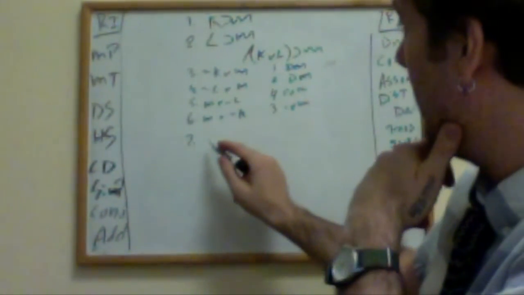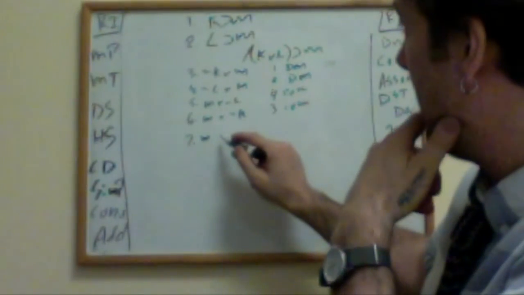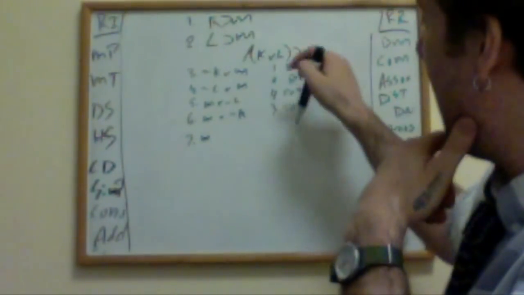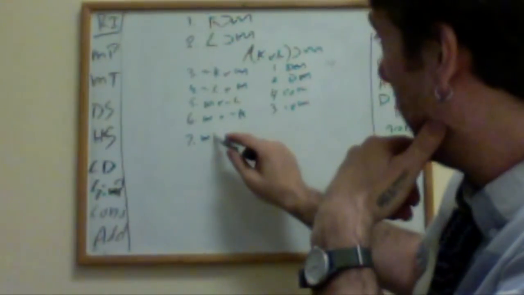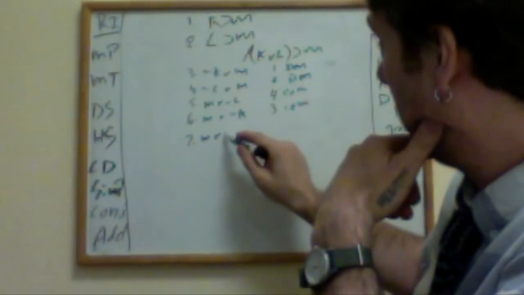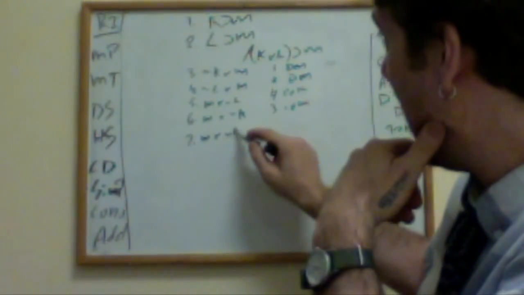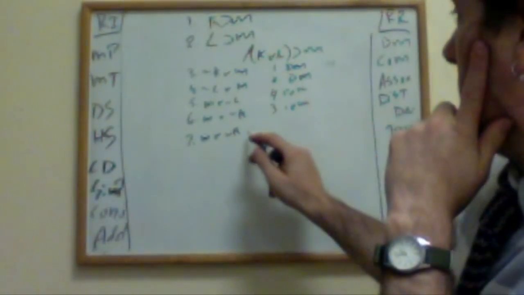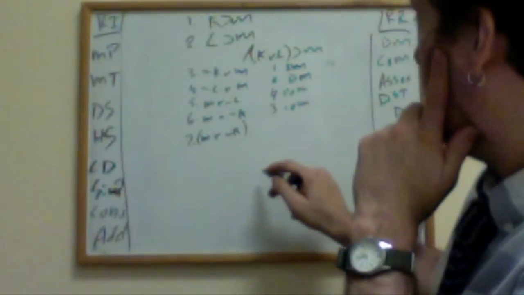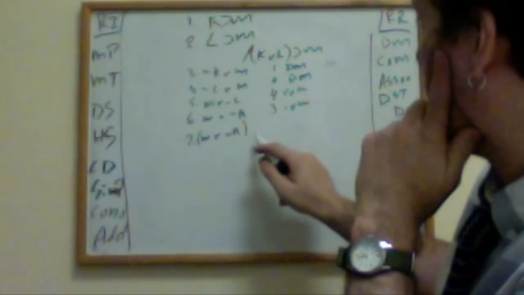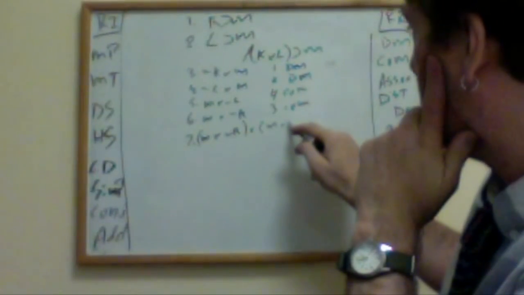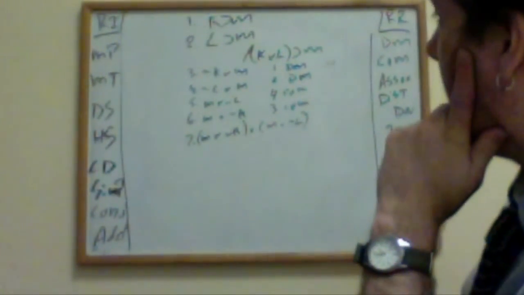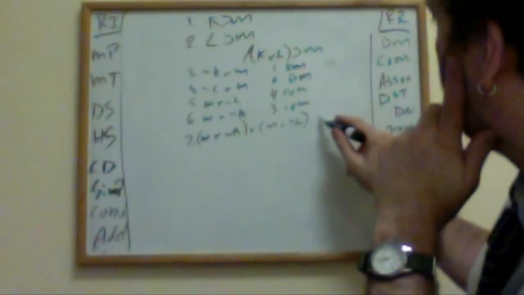So we write line 7, and we have M. We want K wedge L, so we'll do K first. M wedge tilde K there. That's going to be dotted to M wedge tilde L. Okay, and we got that from line 5 and 6 by conjunction.